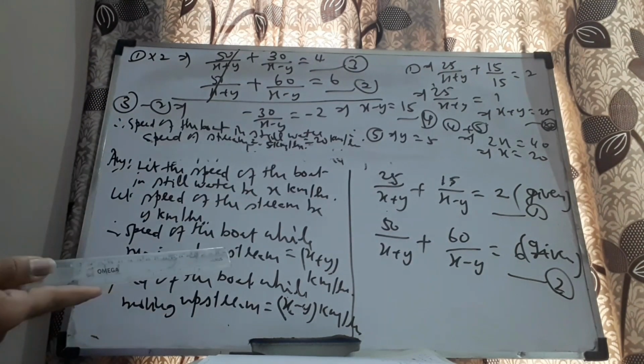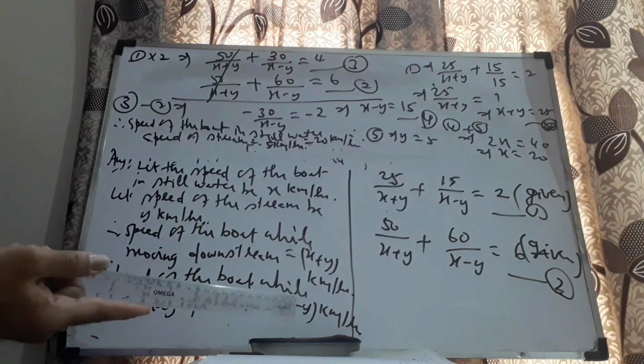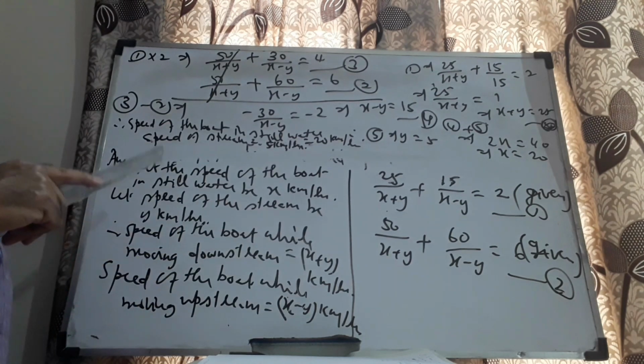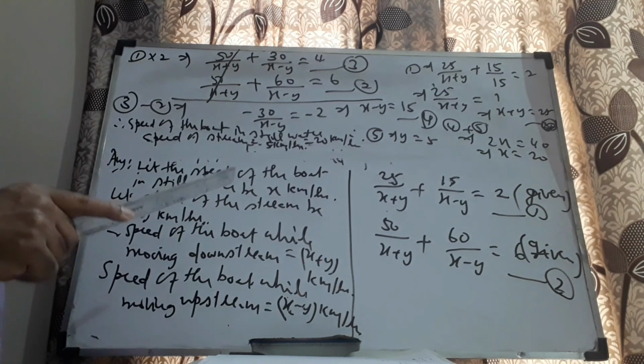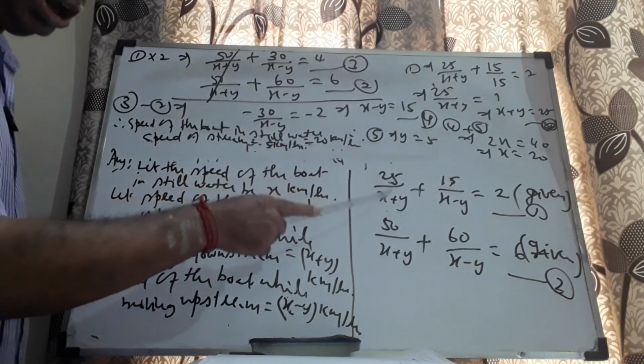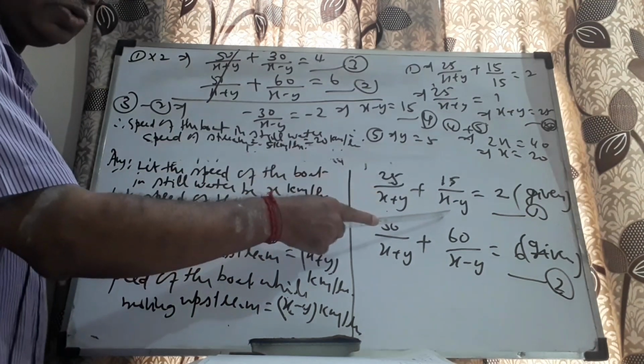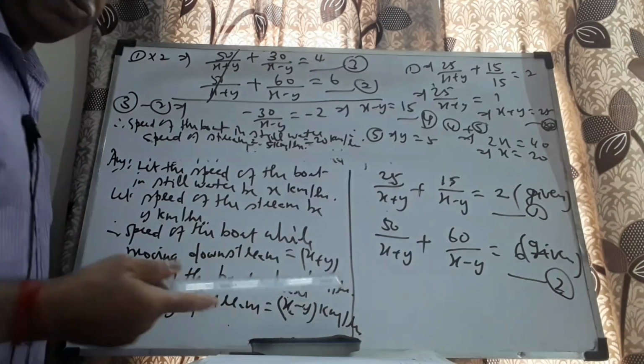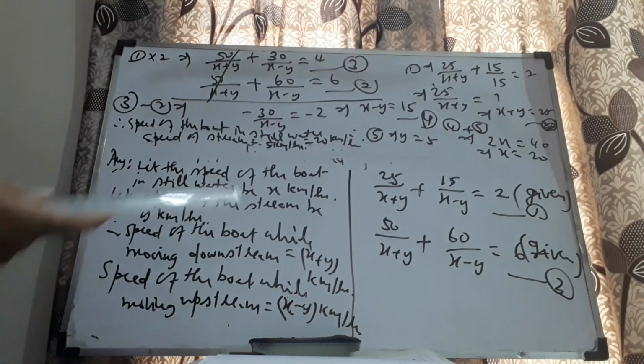Actually, this comes under the format of bringing it to the usual normal form, ax plus by is equal to c. Therefore, I am supposed to take 1 by x plus y equal to a, 1 by x minus y equal to b. I will get two equations in a and b. Or I can have it as it is and do.